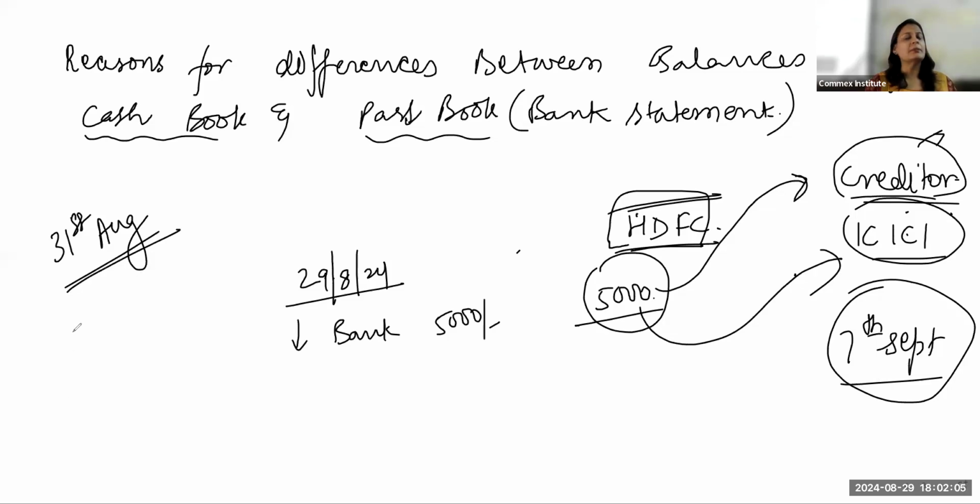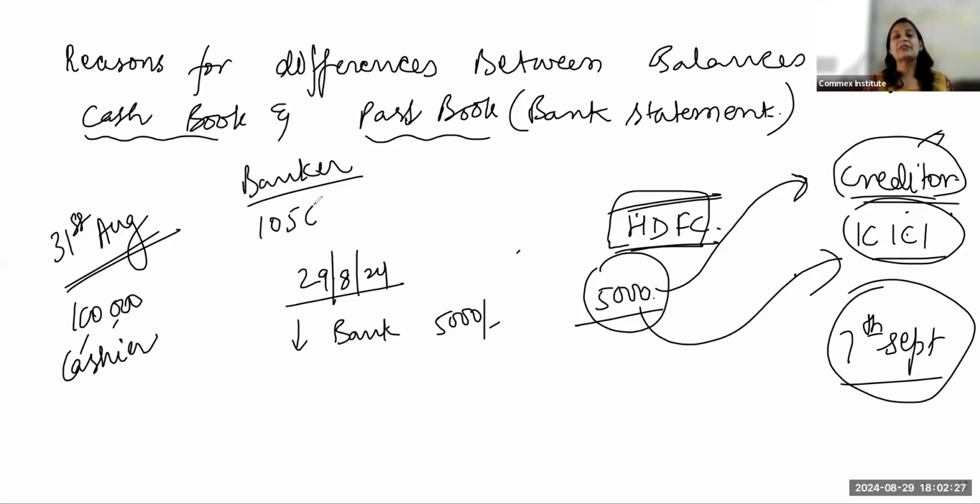So I'll go to my cashier. My cashier will say your balance is 1 lakh rupees. I quickly call my banker to ask what is my bank balance. Banker भी तो बताएगा, ये तो मुझे cashier ने बताया. अभी banker को when I called, he told me on 31st August, your balance is 1,05,000.